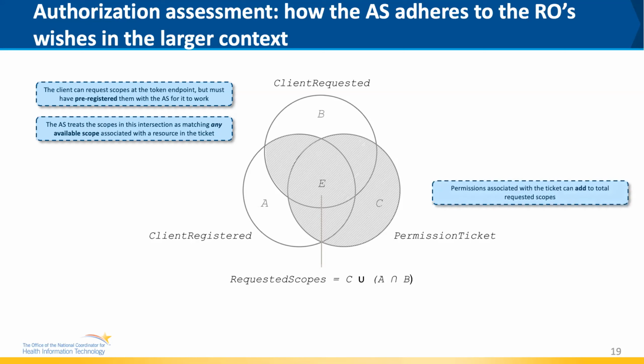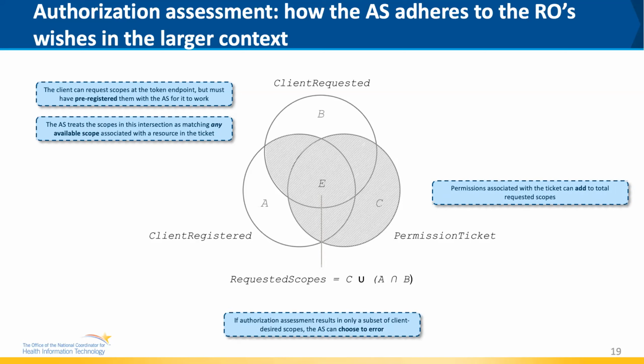The permissions associated with the permission ticket can add to the total requested scope. So even in the case of the intersection between A and B, the permission ticket can actually add to the list of scopes being considered. And that's because we give weight to the resource server's authority over its own API and resource boundary definition. So the resource server can say, well, I think that the client's trying to do X, Y, Z, so I'm going to add to this.